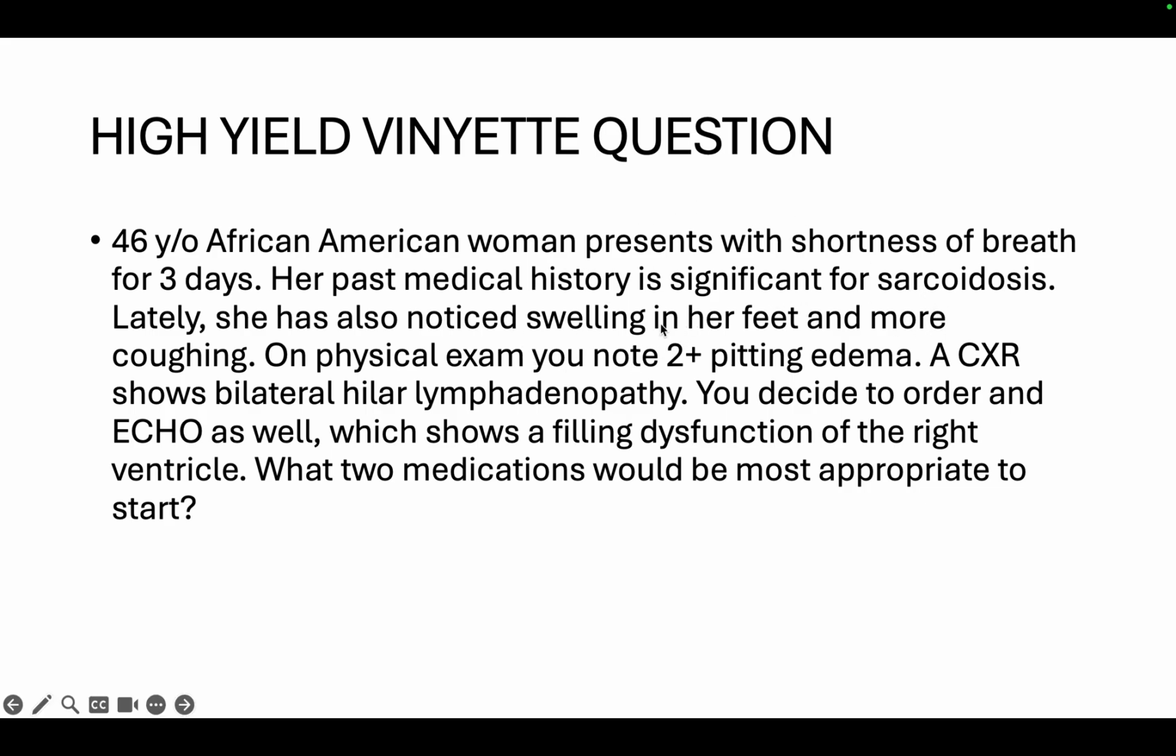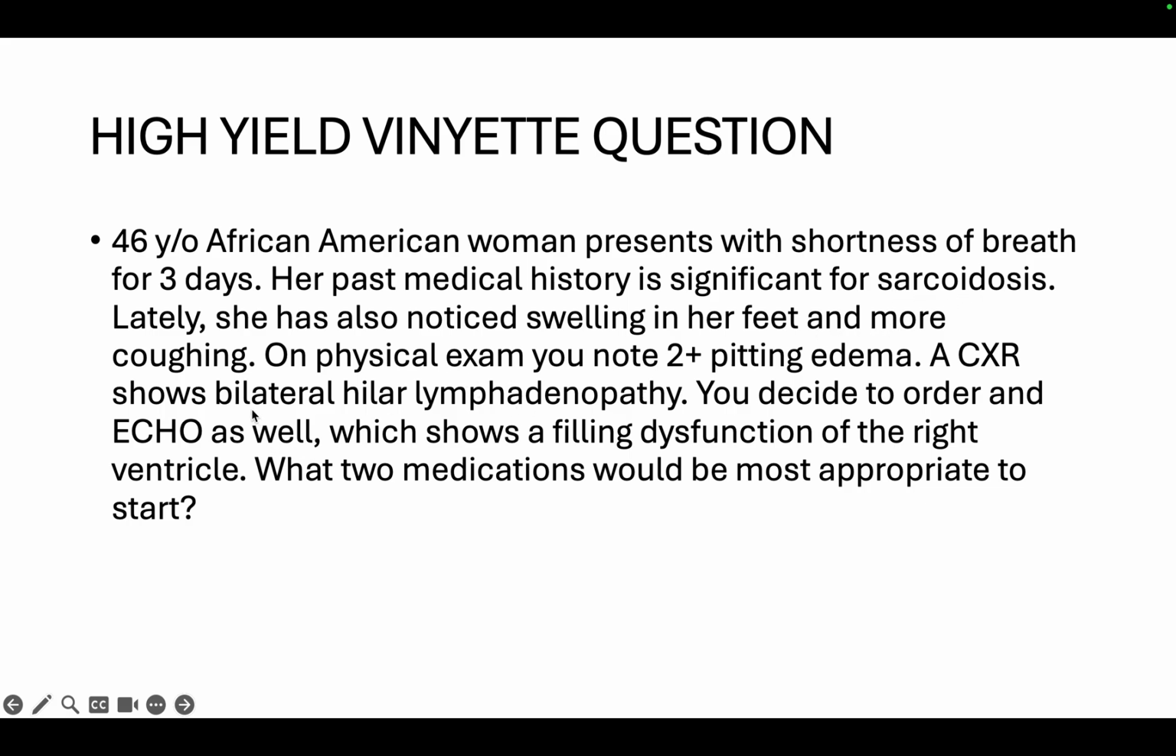Right there, you should be thinking that. And then you order an echo and it shows a filling dysfunction of the right ventricle. Sarcoidosis affecting the heart, you should probably be thinking restrictive cardiomyopathy, right? But the question asks, what 2 medications would be most appropriate to start? Well, you note that there's 2+ pitting edema. She's having increased shortness of breath and swelling in her feet, right? Probably want to put her on a diuretic. But what's the underlying cause of the restrictive cardiomyopathy?